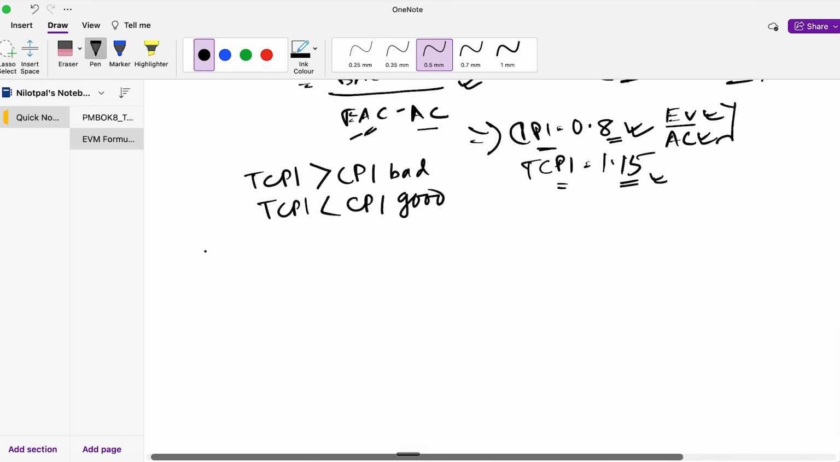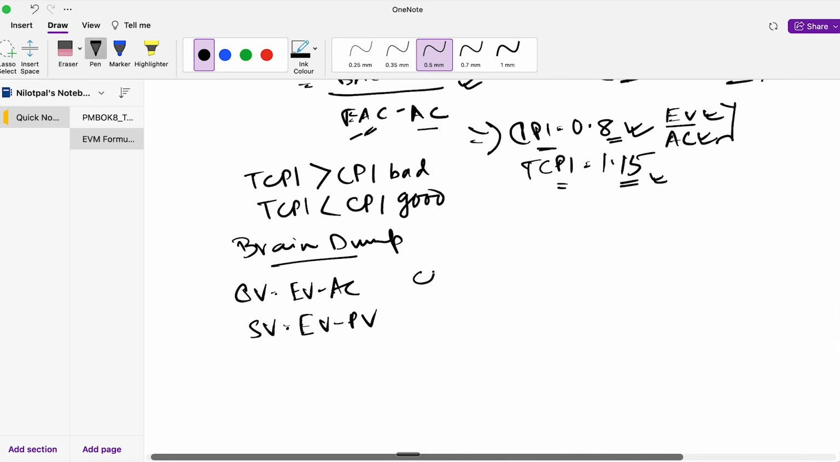So to summarize, let's do a quick brain dump, okay, for all the formulas of your PMP exam earned value. Okay, so your cost variance is equal to earned value minus your actual cost. Your schedule variance is equal to earned value minus planned value. Similarly, your CPI is earned value upon actual cost. Your SPI is earned value minus planned value. Okay, plain and simple. All good to remember, right?